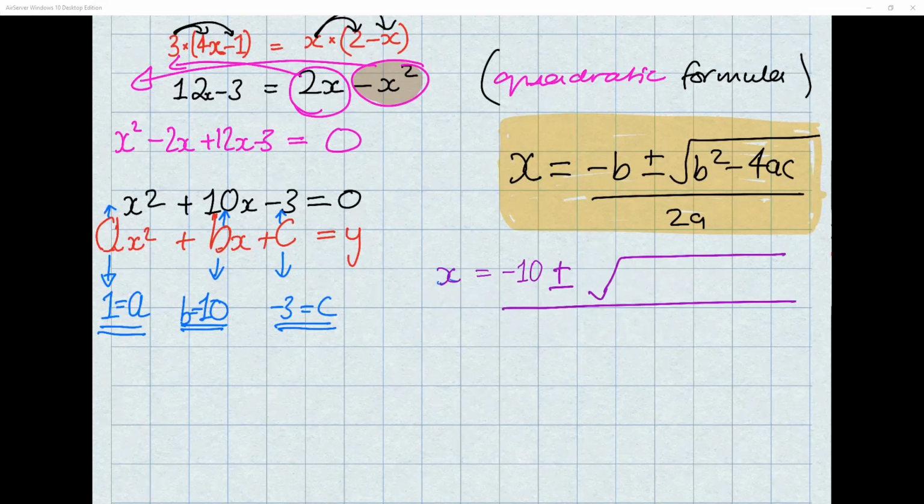Okay, so B is now going to be 10 squared minus 4 times 1 times minus 3. And what goes on the bottom? 2 times 1. Okay, now let's get rid of this plus minus.